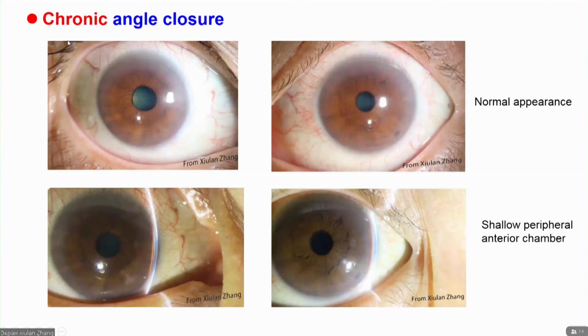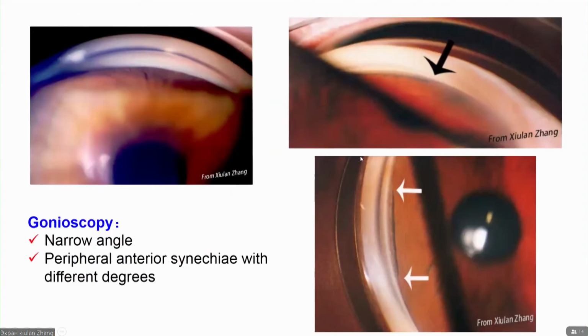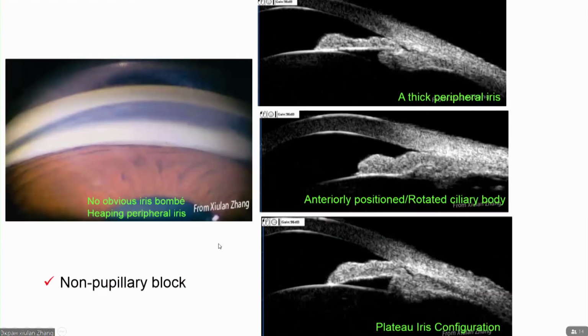On the other hand, chronic angle closure is a progressive disease with a normal appearance but a shallow peripheral anterior chamber. Under gonioscopy, you can see a narrow angle and peripheral anterior synechiae to different degrees. The chronic angle closure mainly results from non-pupillary block.